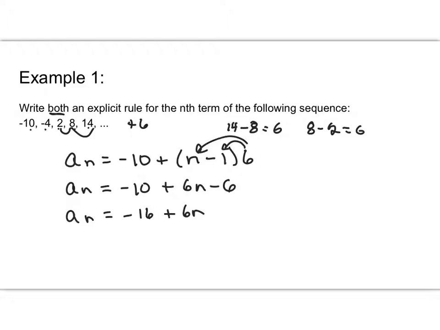And just for the heck of it, I'm going to do a recursive rule. So I need the last term for that. It's for the nth term, so it could be any term. But the nth term is equal to the term before plus 6.